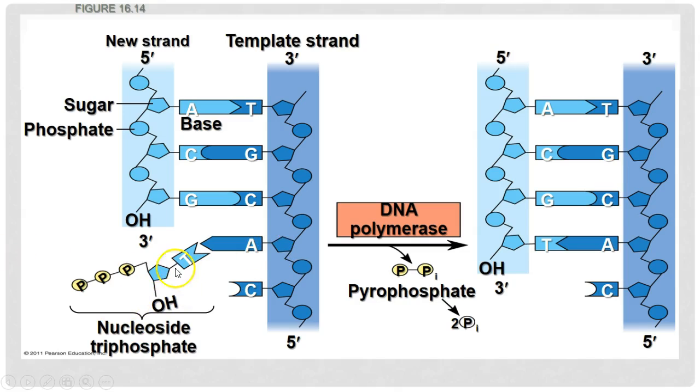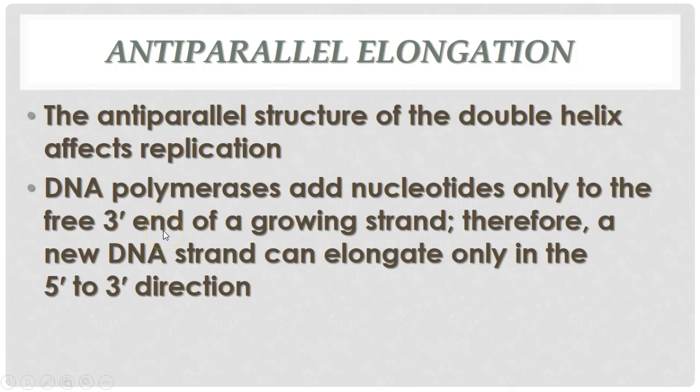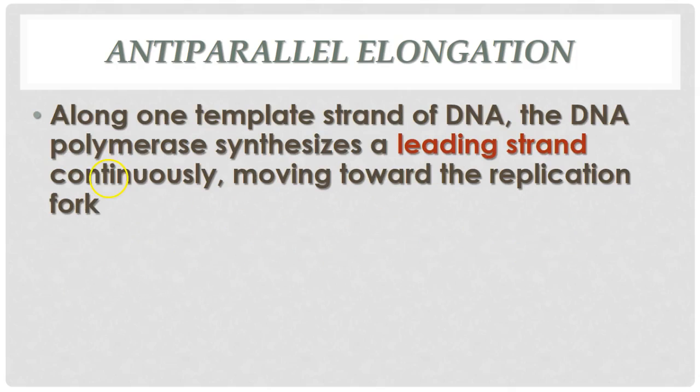So we can see here what happens. Here's our nucleoside triphosphate, and this one is thymine triphosphate, or deoxythymine triphosphate, and 2 of those phosphates are going to break off in the process of adding the thymine onto the growing chain there. The antiparallel structure is what's going to affect replication. Basically, one side gets to copy continuously, the other side has to copy in short stretches, because the DNA polymerases can only add nucleotides to the free 3' end and not the 5' end, so the new DNA strand can elongate only from 5' to 3' as it's elongating.